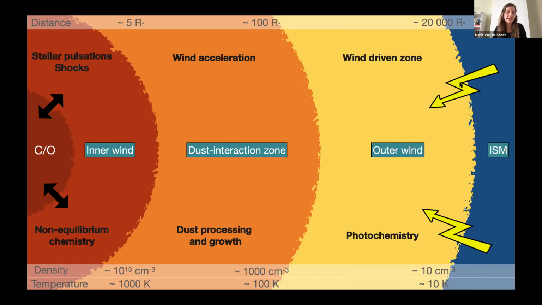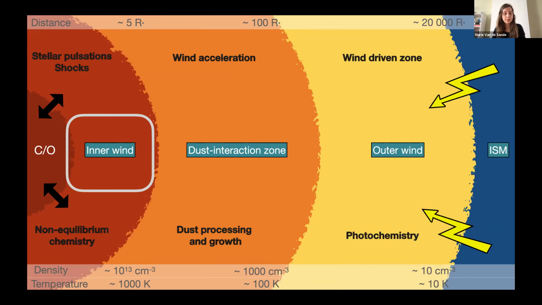As you already heard, the type of chemistry depends on the elemental carbon to oxygen ratio of the star itself. So C over O larger than 1 is carbon rich, smaller than 1 is oxygen rich chemistry, and then in between we have S-type stars. The outflow can be divided into 3 main regions, each characterized by specific chemical and dynamical processes. And these are tightly linked throughout the outflow.